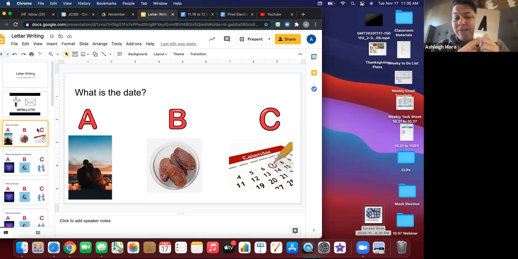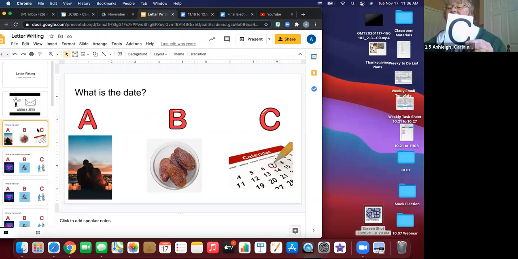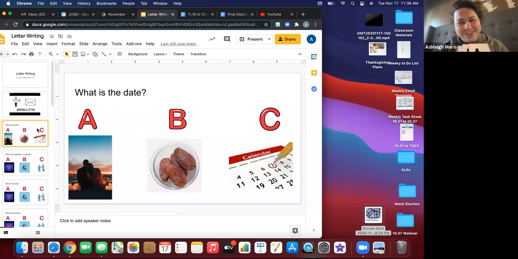Is it A, when 2 people go out somewhere and it's a special time for the 2 of them and usually they like each other? They might be a husband or a wife or a boyfriend and a girlfriend or something like that. B, is a date something we eat? Or C, is the date the day on the calendar? What do you guys think? What is the date? Is this a trick question? Would I ever trick you guys?